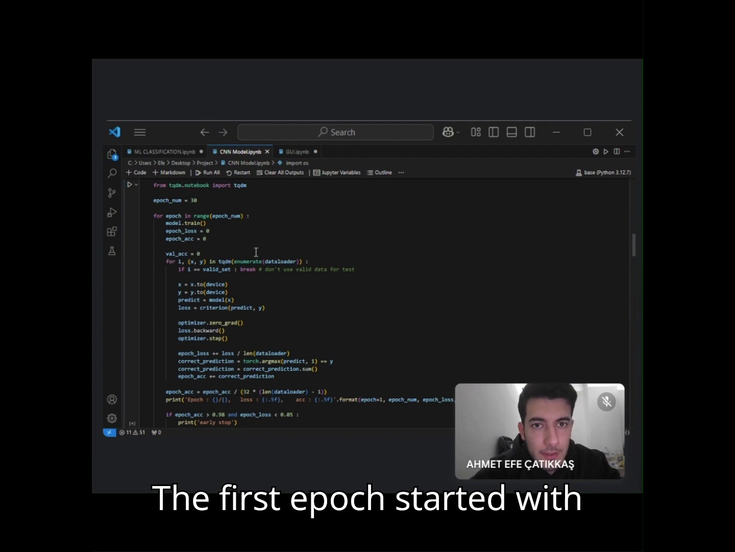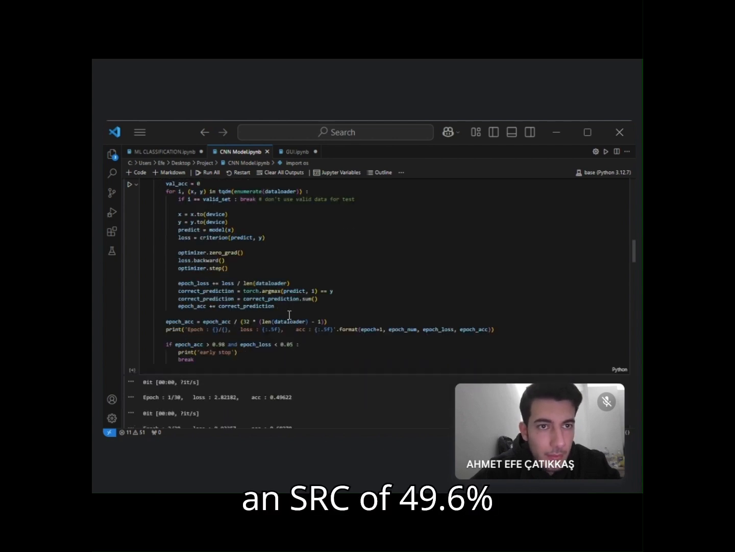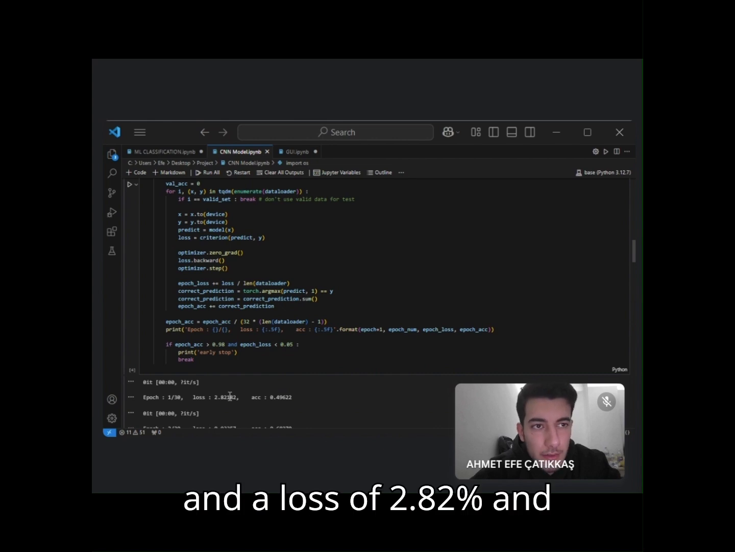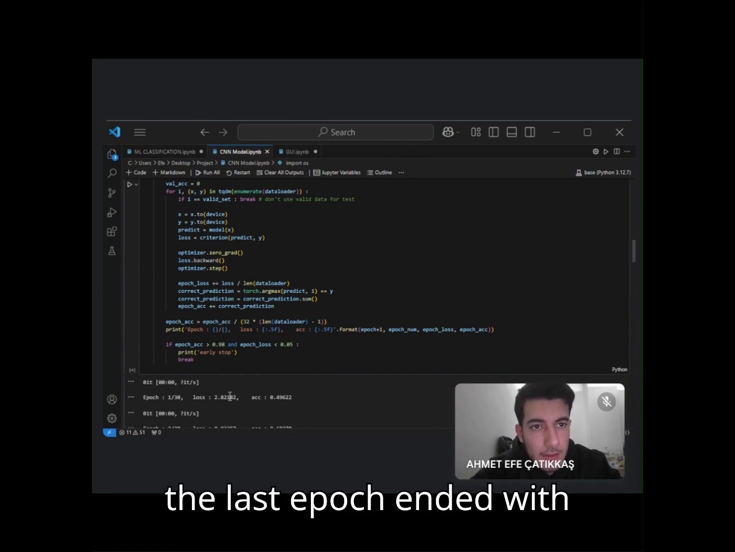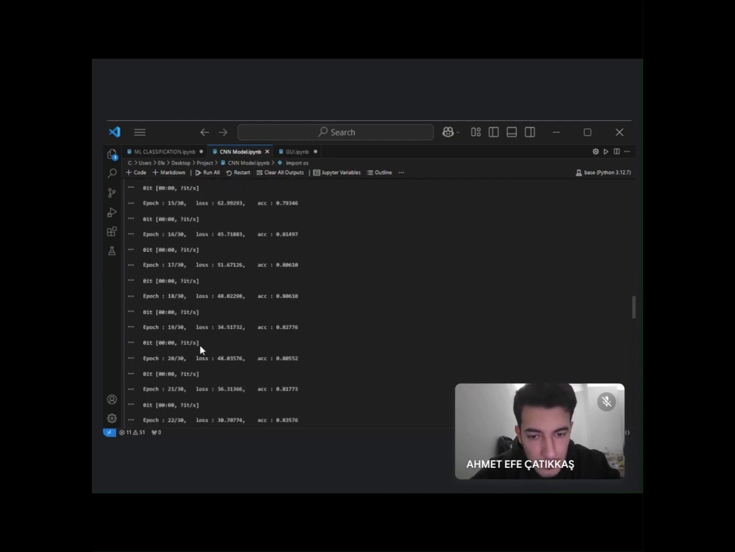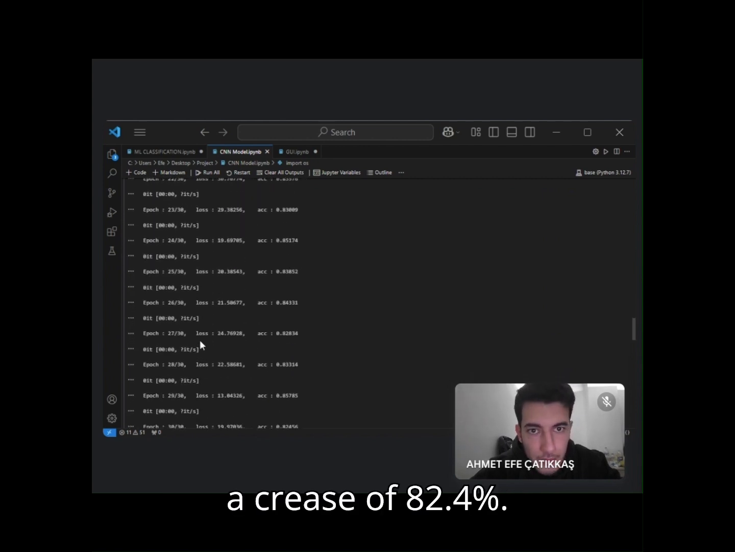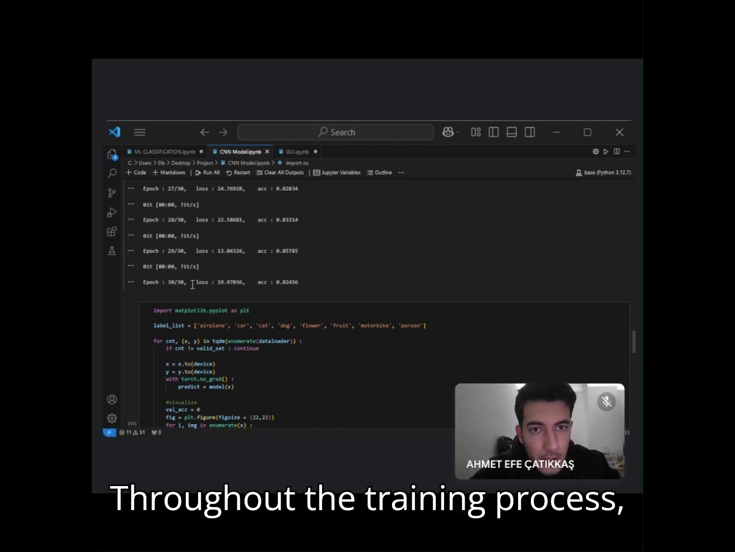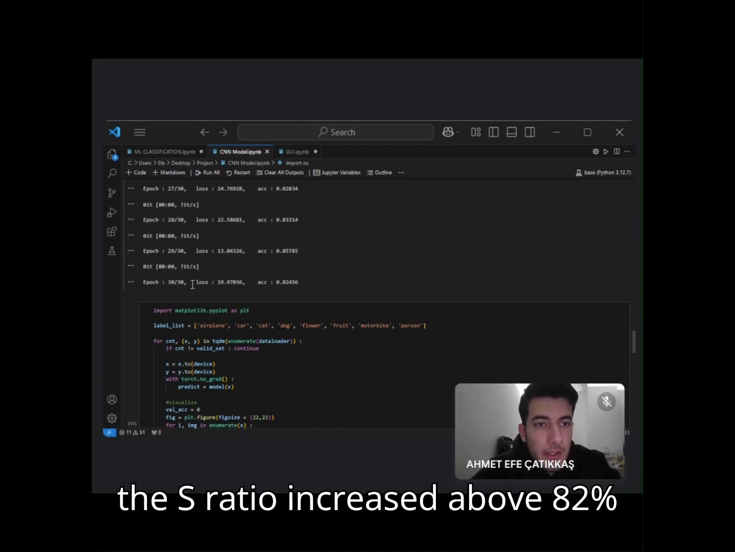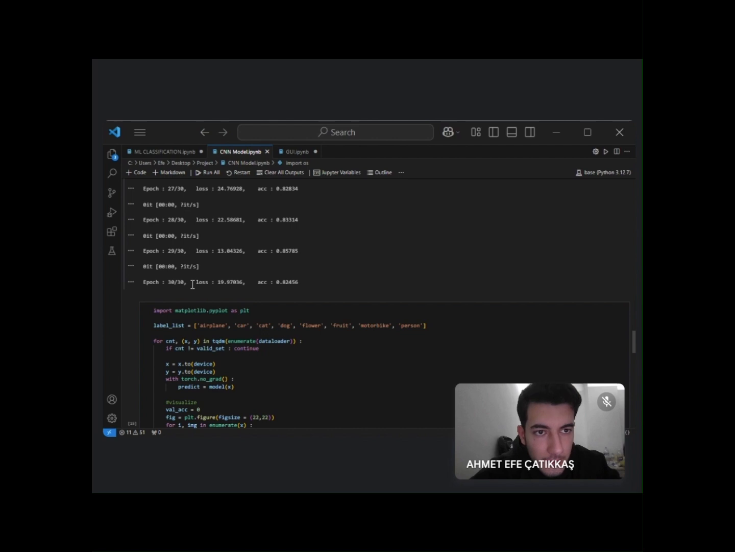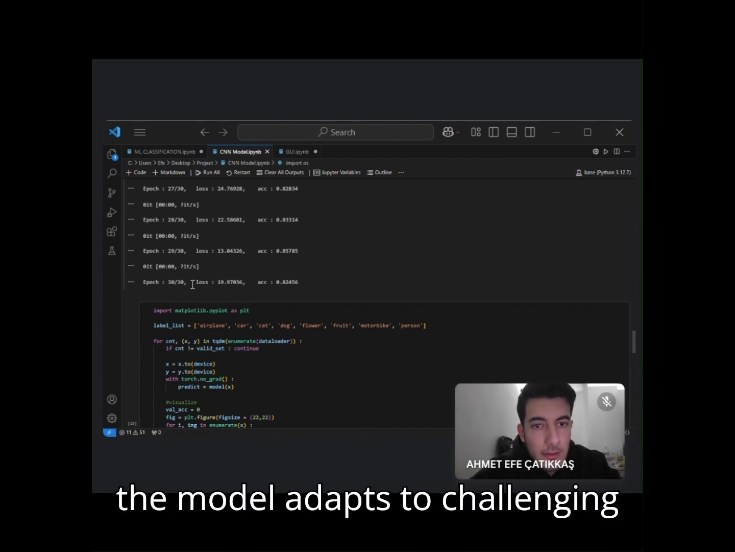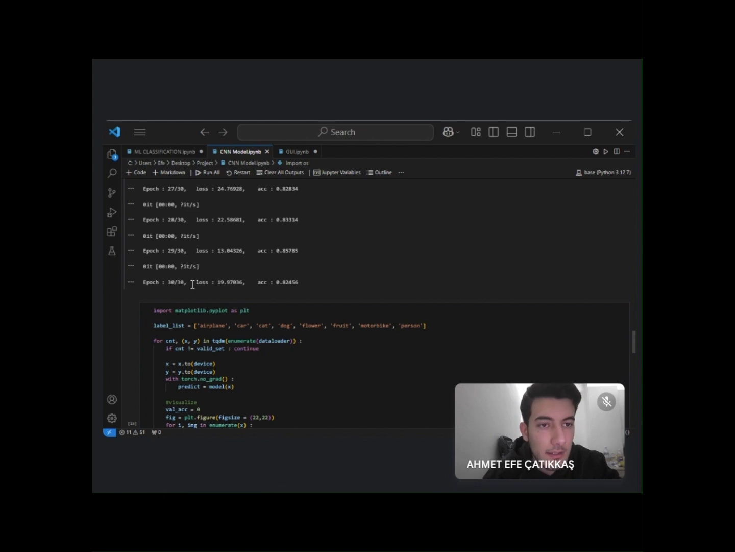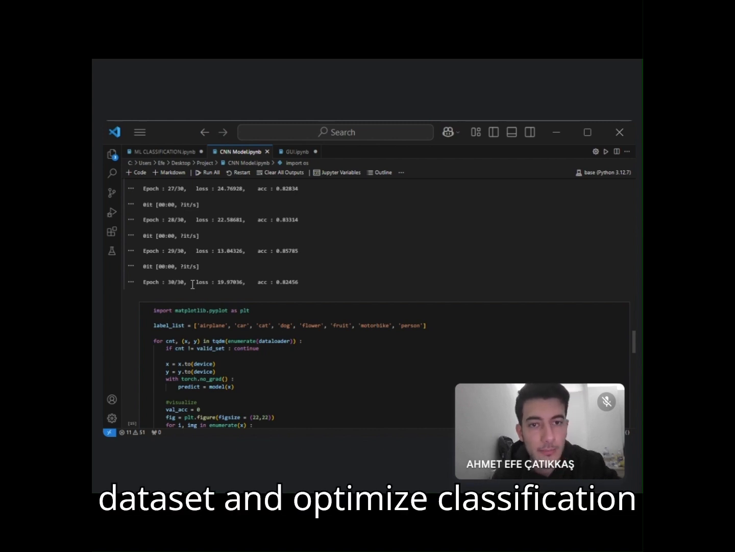The first epoch started with an accuracy of 49.6% and a loss of 2.82, and the last epoch ended with an accuracy of 82.4% and a loss of 19.97. Throughout the training process, the accuracy increased above 82% and the loss decreased significantly. These results show that the model adapts to the challenging dataset and optimizes classification performance.